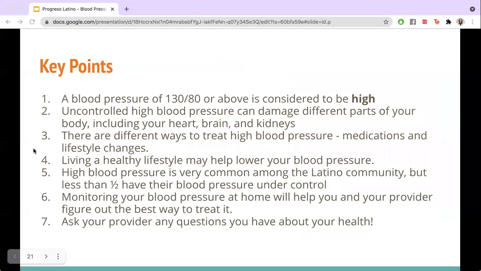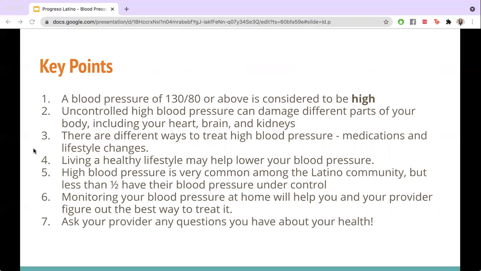So here are the key points that I'd like you to take away from this presentation. The first one is that a blood pressure of 130/80 or above is considered to be high. The second point is that uncontrolled high blood pressure can damage different parts of your body, including your heart, brain, and kidneys. The third point is that there are different ways to treat high blood pressure: medications and lifestyle changes. And ideally, the two together will have an even more positive impact.